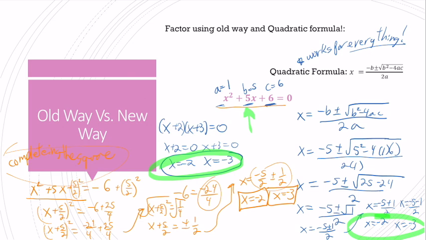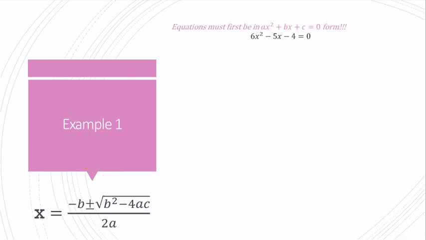So let's use the quadratic formula to solve this. And the first thing that has to be true is that they're in ax squared plus bx plus c equals 0 form. So I'm going to label my ABCs. A is 6, B is negative 5, C is negative 4, and I substitute them into my equation. So x is negative b plus or minus the square root of b squared minus 4ac all over 2a.